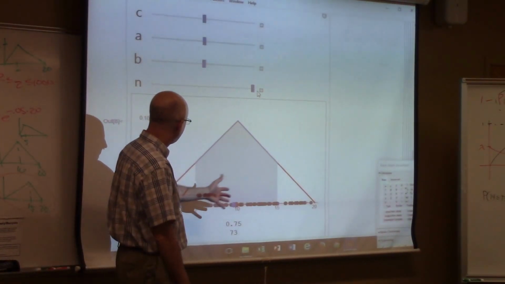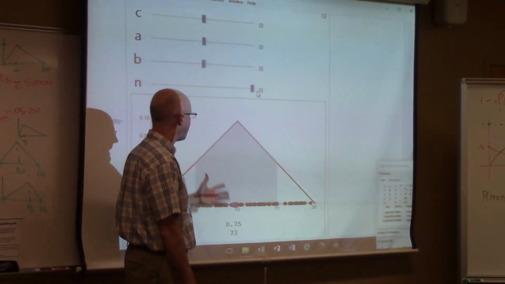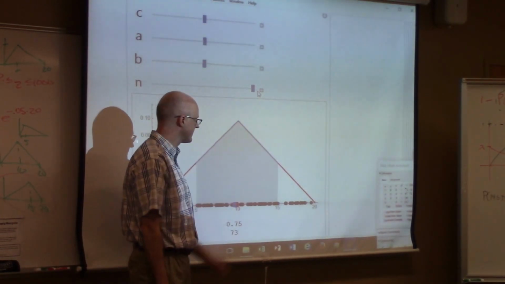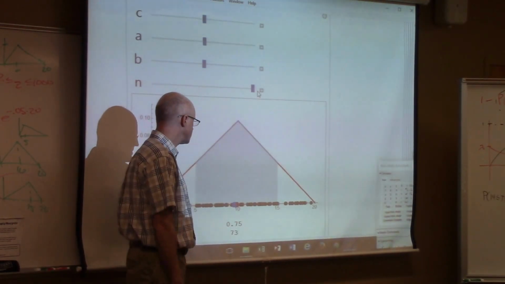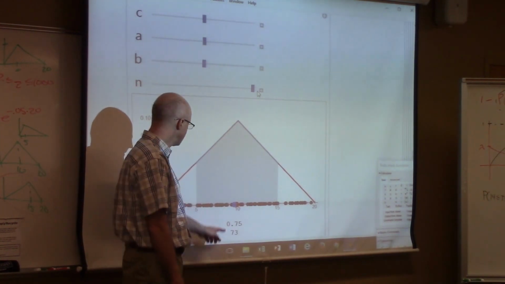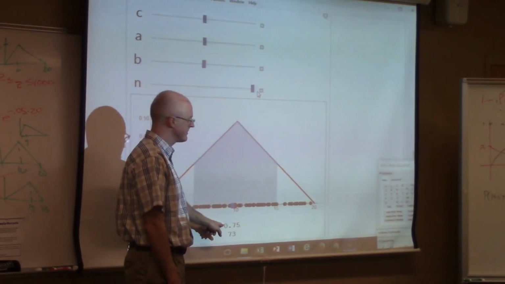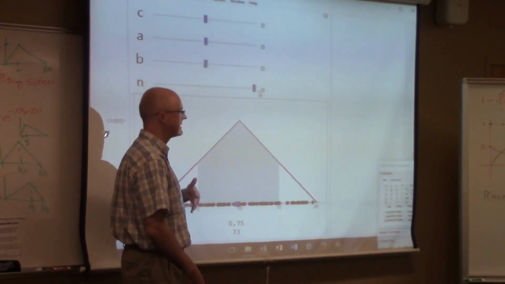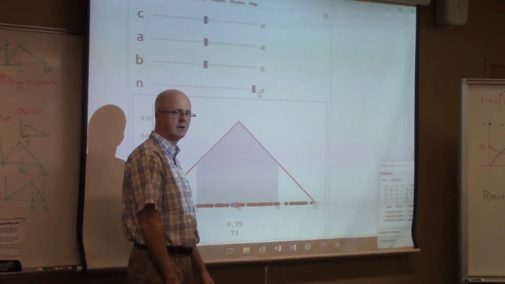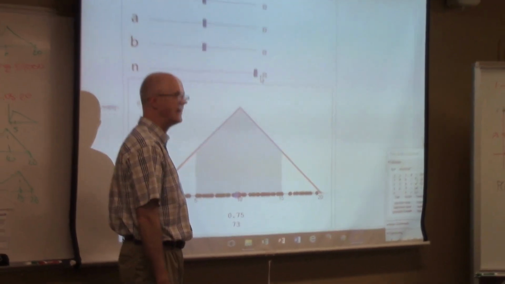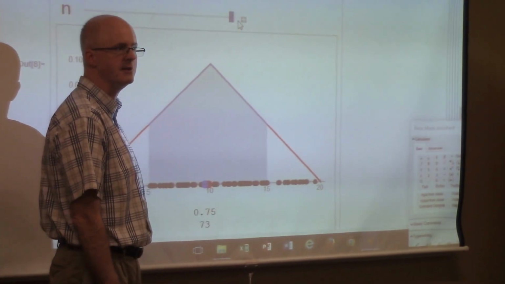I happen to shade the area between 5 and 15. That area represents the probability that a randomly chosen washing machine will last between 5 and 15 years. That probability is 0.75. For this simulation of 100 washing machines, 73 out of 100, close to 75%, actually lasted between 5 and 15 years.